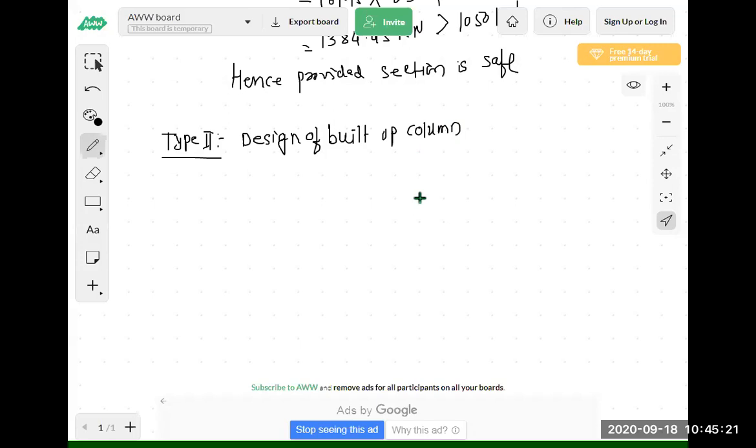Okay, so as I have told you, simple column is nothing but a single I section or single channel section we are designing as a column. That's it. Simple column means single I section or single channel section. Similarly, we have designed the compression member, single angle, double angle. Like this here, simple column, built up column.